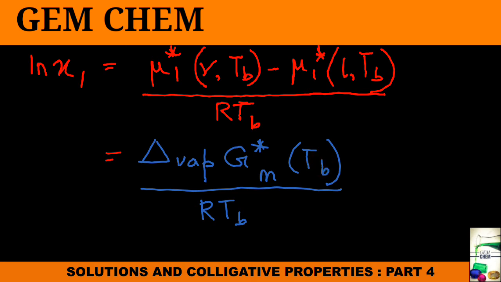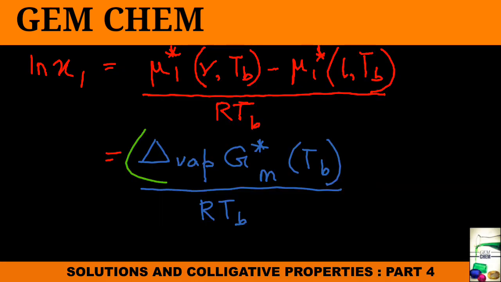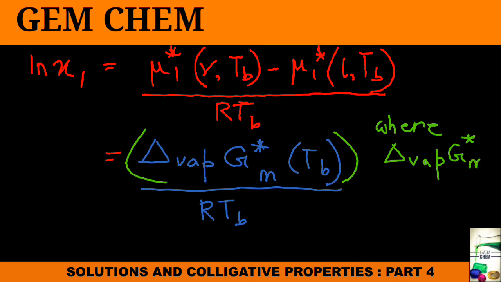You have to write these beside this part. This part must be defined here, where you have to write what delta vap G star m at Tb is. You have to always mention it here. Otherwise, marks will be deducted, right?